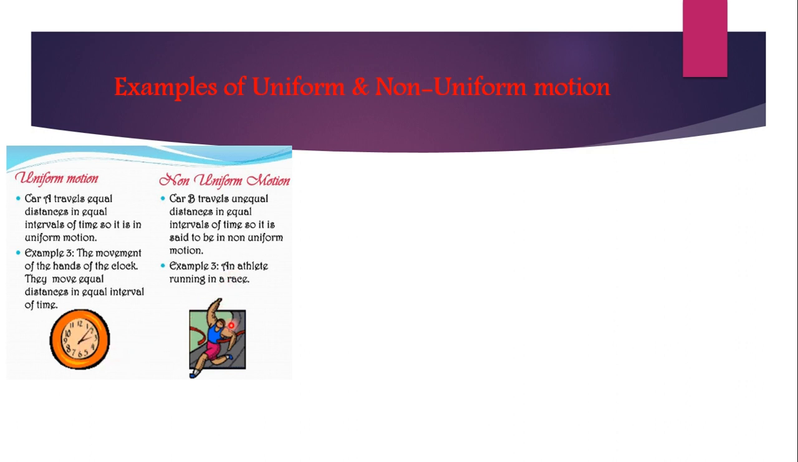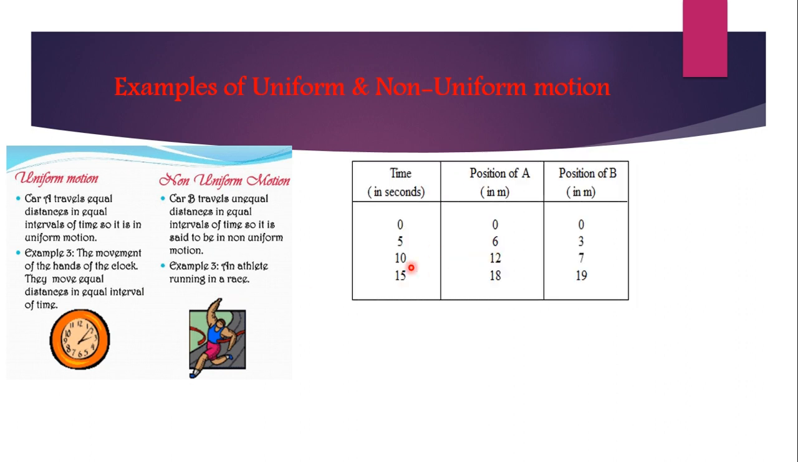Whereas if an athlete is running on a track, he starts slowly, then he has to increase his pace after some time. So that motion is an example of non-uniform motion. We also have one more example using a table which will describe the difference between non-uniform and uniform motion.